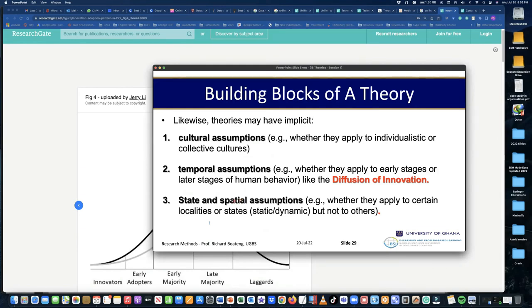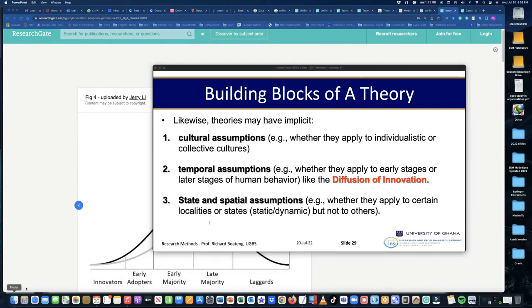So this is state and spatial assumptions. This is about statics and then dynamism. So there are some theories that are more static and others which are more dynamic. For example, resource-based theory, which I used for my PhD. The resource-based theory is a static theory that tries to explain how firms use resources to gain competitive advantage.